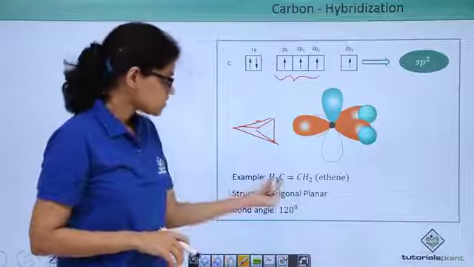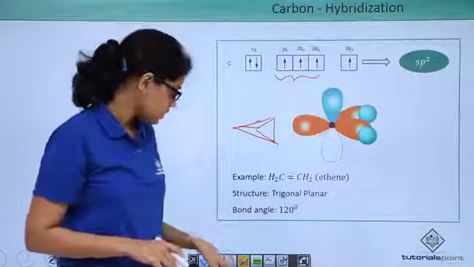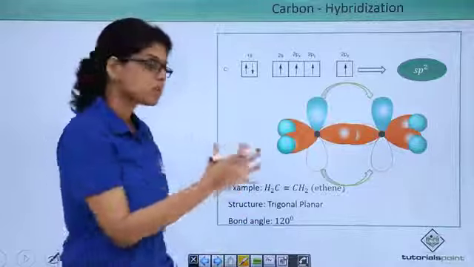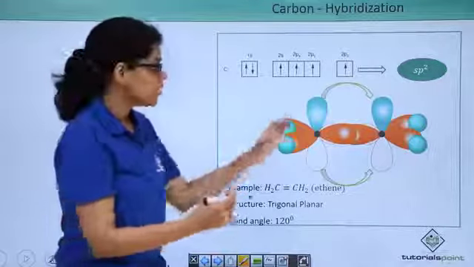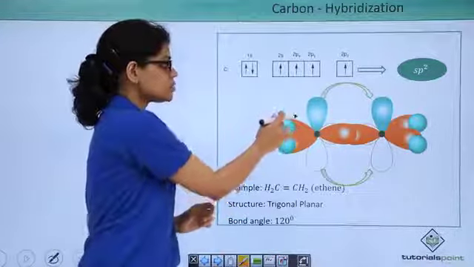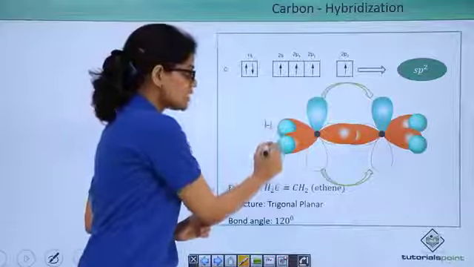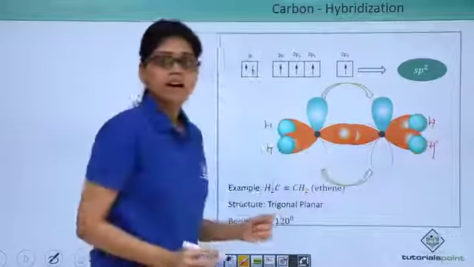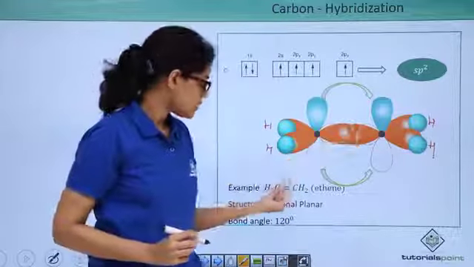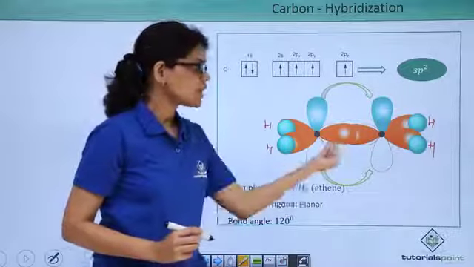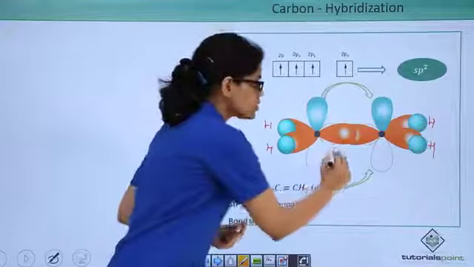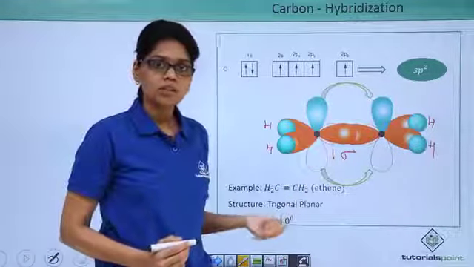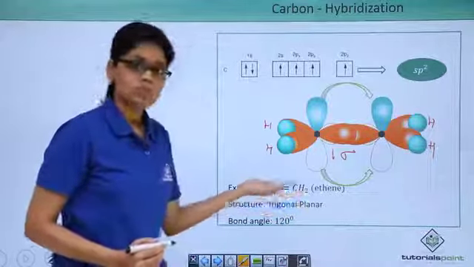Now if you consider CH2 double bond CH2, the hybrid orbitals would look something like this. So let's try to understand this in a little detail. Here we have sp2 hybrid orbitals, where each of these is bonded to a hydrogen, and we have two carbons, C and C, which overlap linearly, giving us one sigma bond. So this is the one sigma bond involved.